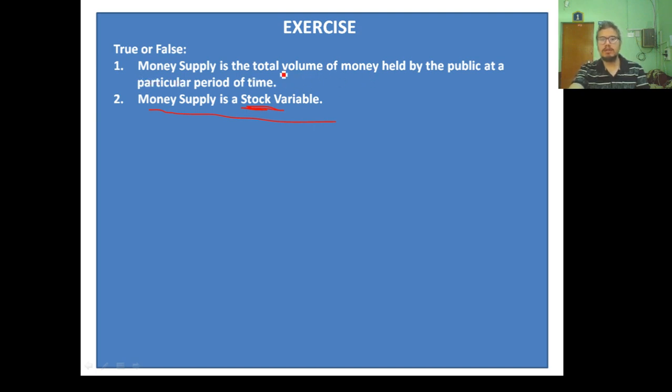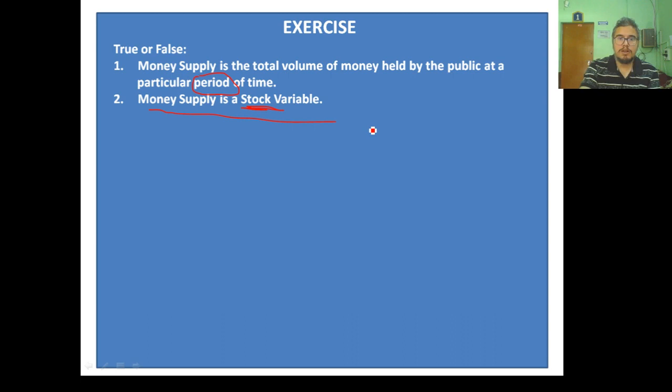Second, money supply is the total volume of money. There is no problem till here. See, money supply is the total volume of money held by the public at a particular period of time. The problem is here: period. In our definition we have seen that it is a point of time, but here it is written as period. So many students may get confused and write the answer as a true statement, but it is a false statement. That's the reason why you have to learn the definition properly. You need to know the concept properly in order to answer this type of question. So this is a false statement because period is written here.